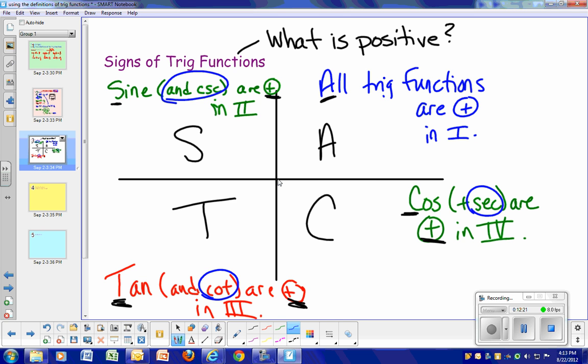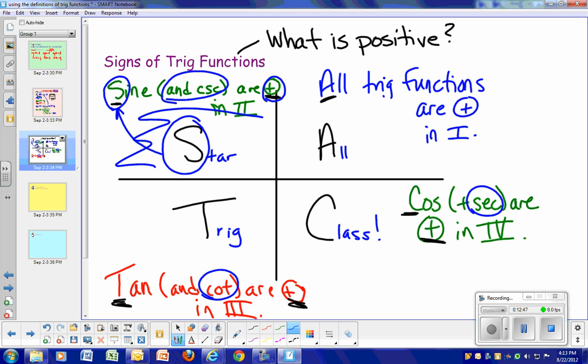Sine, cosine, and tangent. Now, if you look at those 4 black letters, this is the mnemonic device: All Star Trig Class. You're an all-star trig class, you guys. And these letters should help you remember which trig functions are positive in each of the quadrants. For example, this S should remind you that sine is positive in this region, in quadrant 2. And because sine is positive, its reciprocal has to be positive also, which is cosecant.